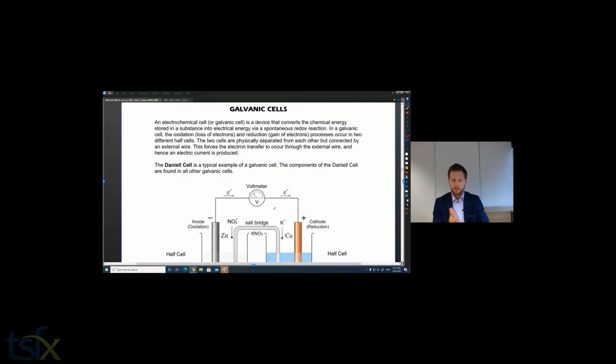Right, galvanic cells, let's go. Galvanic cells are just putting redox equations into some beakers.